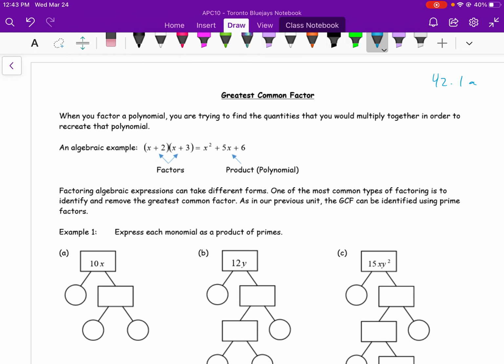polynomials. Now, factoring is the inverse operation of multiplication when we're dealing with polynomials, that is. So, when you factor a polynomial, you're trying to determine the quantities that you would multiply together to recreate the polynomial. That is, did you know that x plus 2 times x plus 3 is equal to x squared plus 5x plus 6? So these things are called factors, and this is called the product.